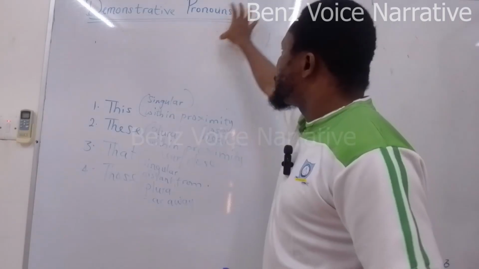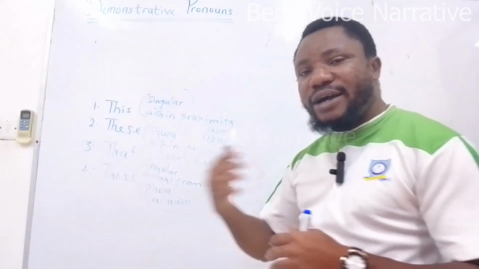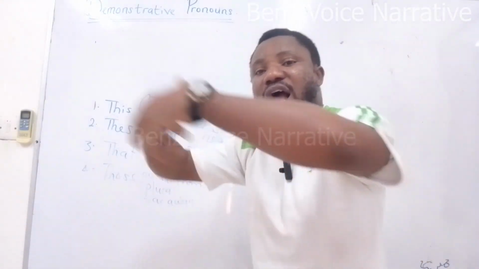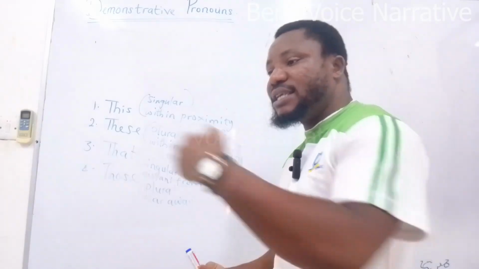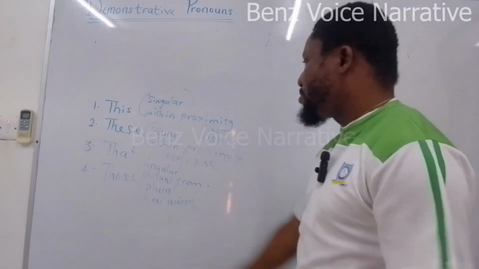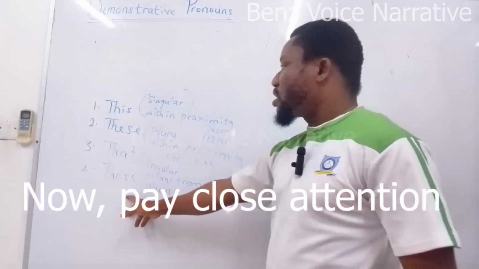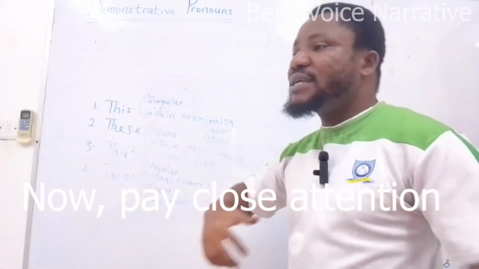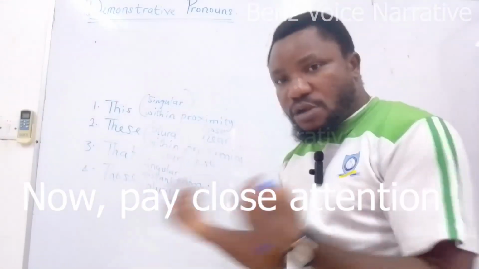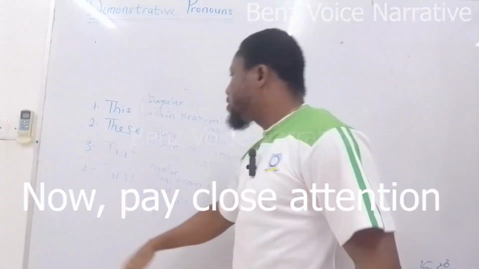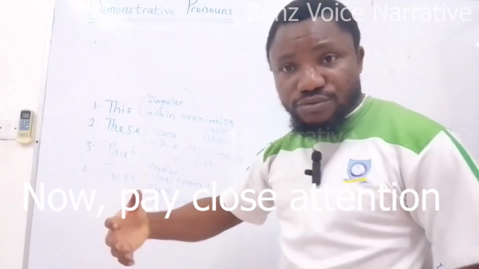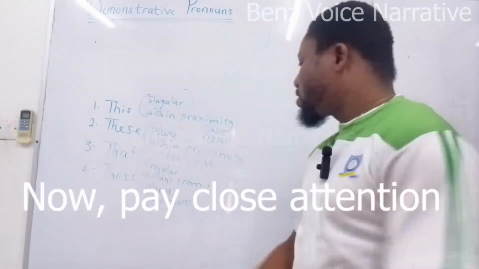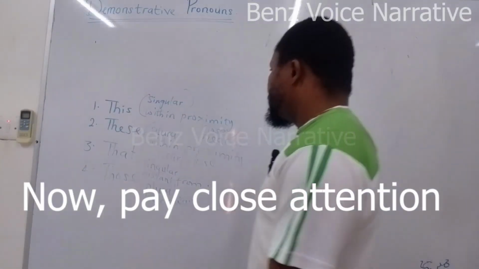Those is a plural demonstrative pronoun that is used to replace items or nouns that are outside of proximity or that are distant from the person speaking. This and those are different. This replaces nouns, items that are within proximity. Those replace nouns or items that are outside of proximity from the speaker.